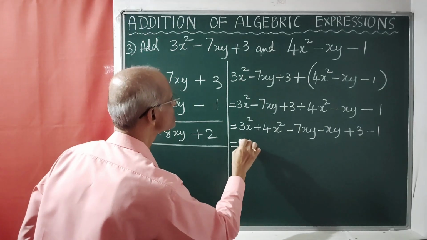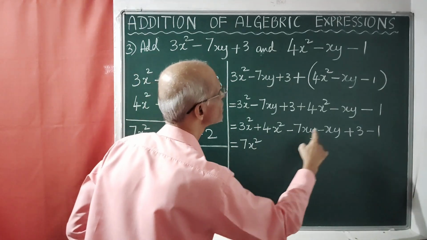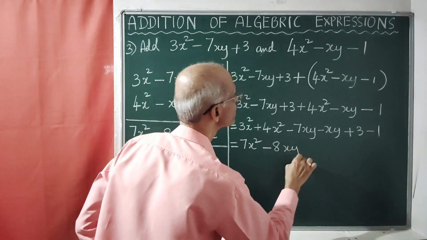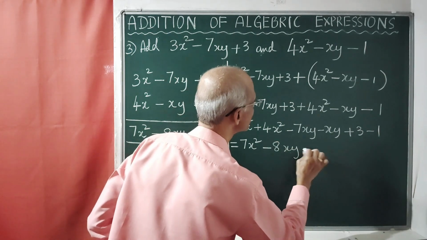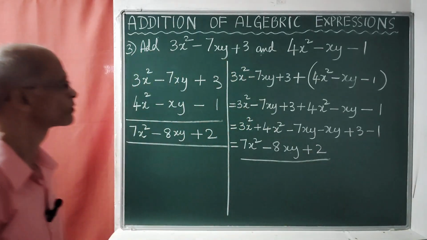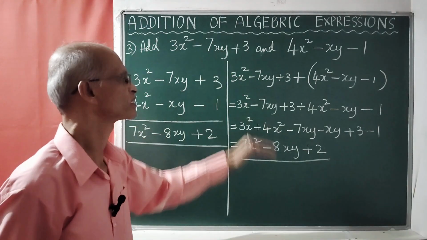So now I can solve only the like terms. I'll get here 7x square. 3 plus 4 is 7. Here minus 7 minus 1 minus 8xy plus 3 minus 1 plus 2. So this is the column method, this is the row method.